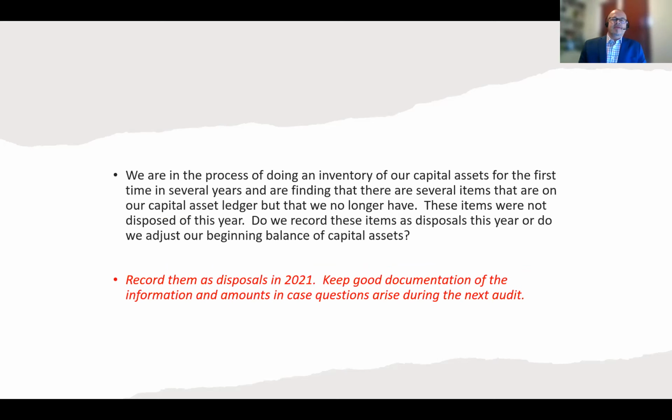We're in the process of doing an inventory for the first time in several years, and we're finding there are several items that are on the capital asset ledger, but we no longer have. These items were not disposed of this year. Did we record them as disposals this year, or do we adjust our beginning balances? I think I did cover that earlier. Don't adjust your beginning balances. Show them as disposals or reductions in 21, and just keep documentation of why you did that.